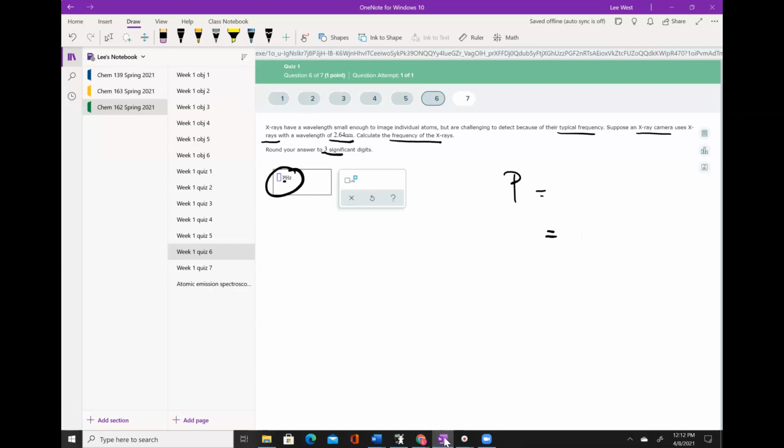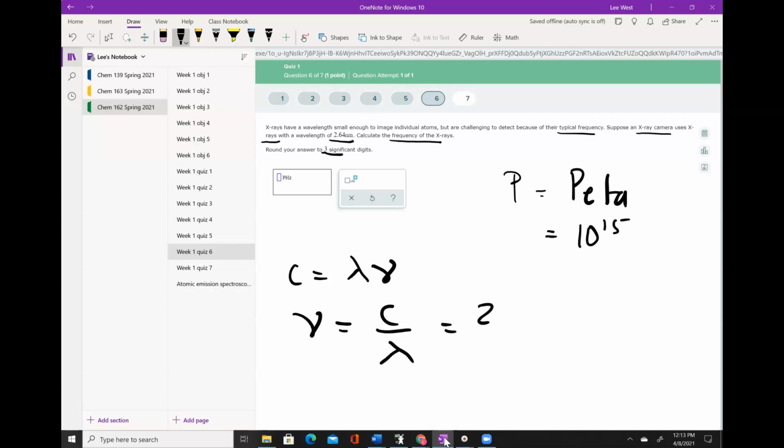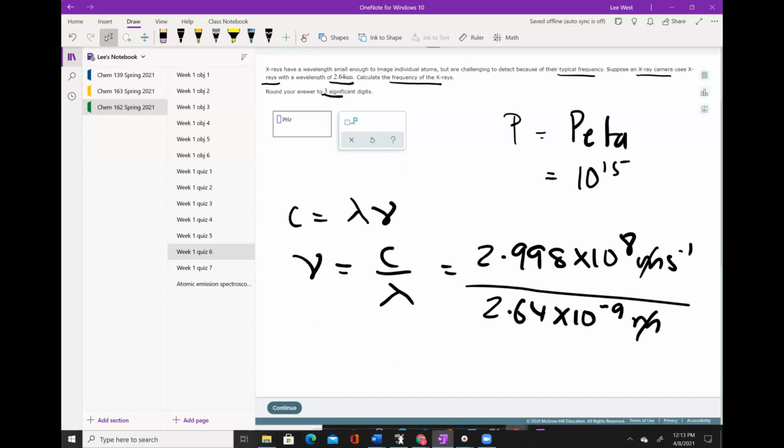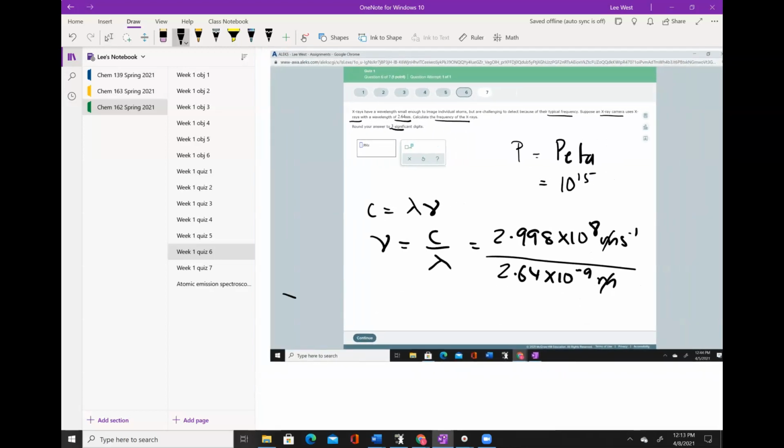So it's not, uppercase P is peta, and it means times 10 to the 15. So that's going to be useful. All right. So c equals lambda times frequency. We're turning a wavelength into frequency, c on lambda. So it's 2.998 by 10 to the 8 meters per second, and then the wavelength is 2.64 by 10 to the minus 9 meters. So meters cancel, giving me seconds to the minus 1, which is the same as hertz.